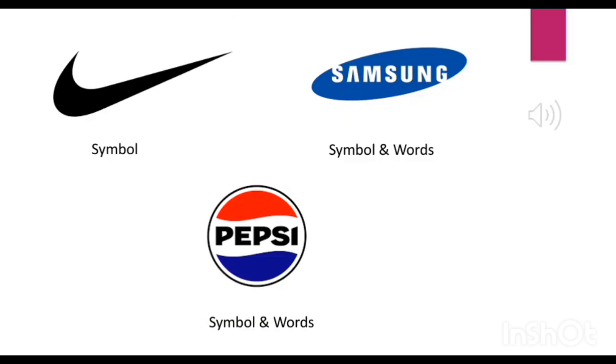For a better understanding, I have attached few trademarks. The first one is a logo trademark of the brand Nike, which consists of a symbol. The second one is a combination of both symbol and words of the company Samsung. The third one is a device trademark which consists of symbol and words.